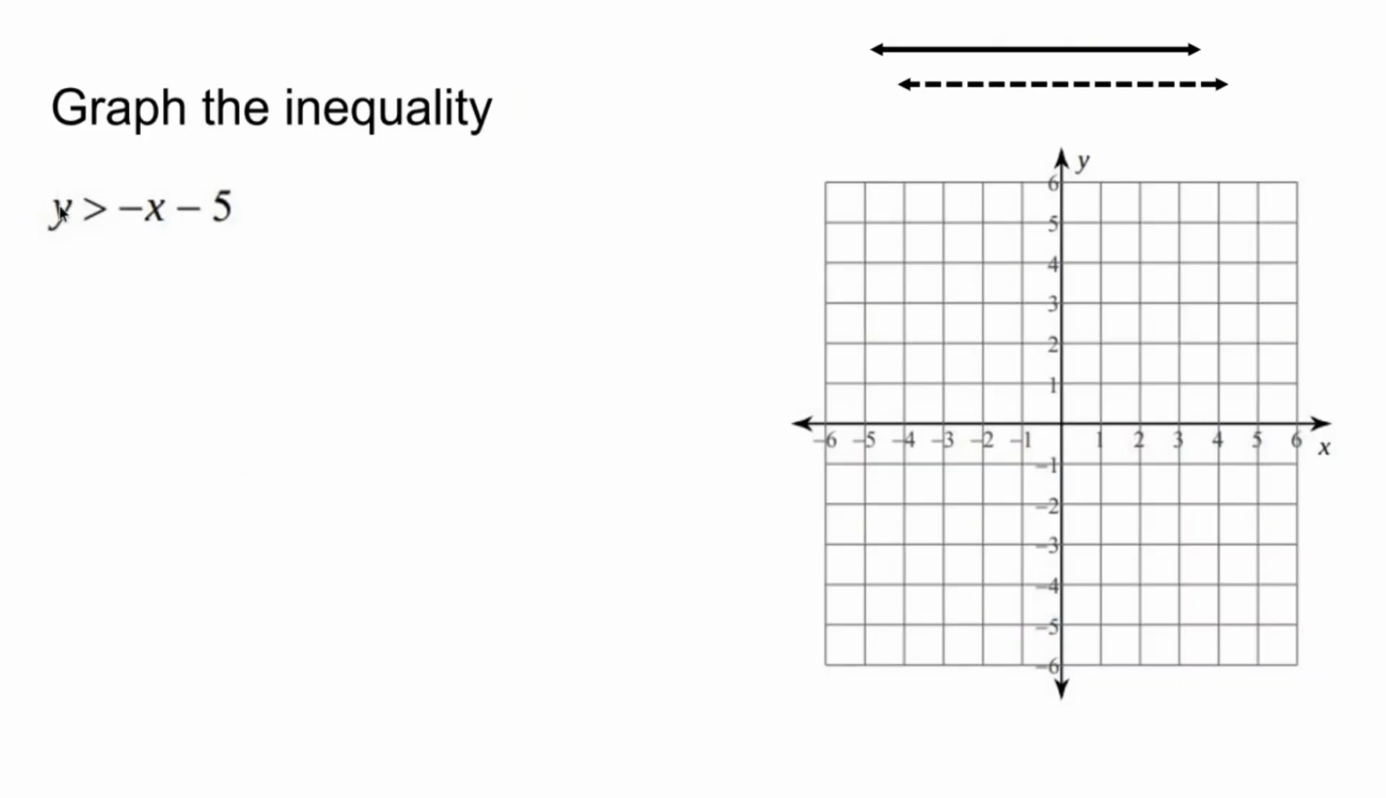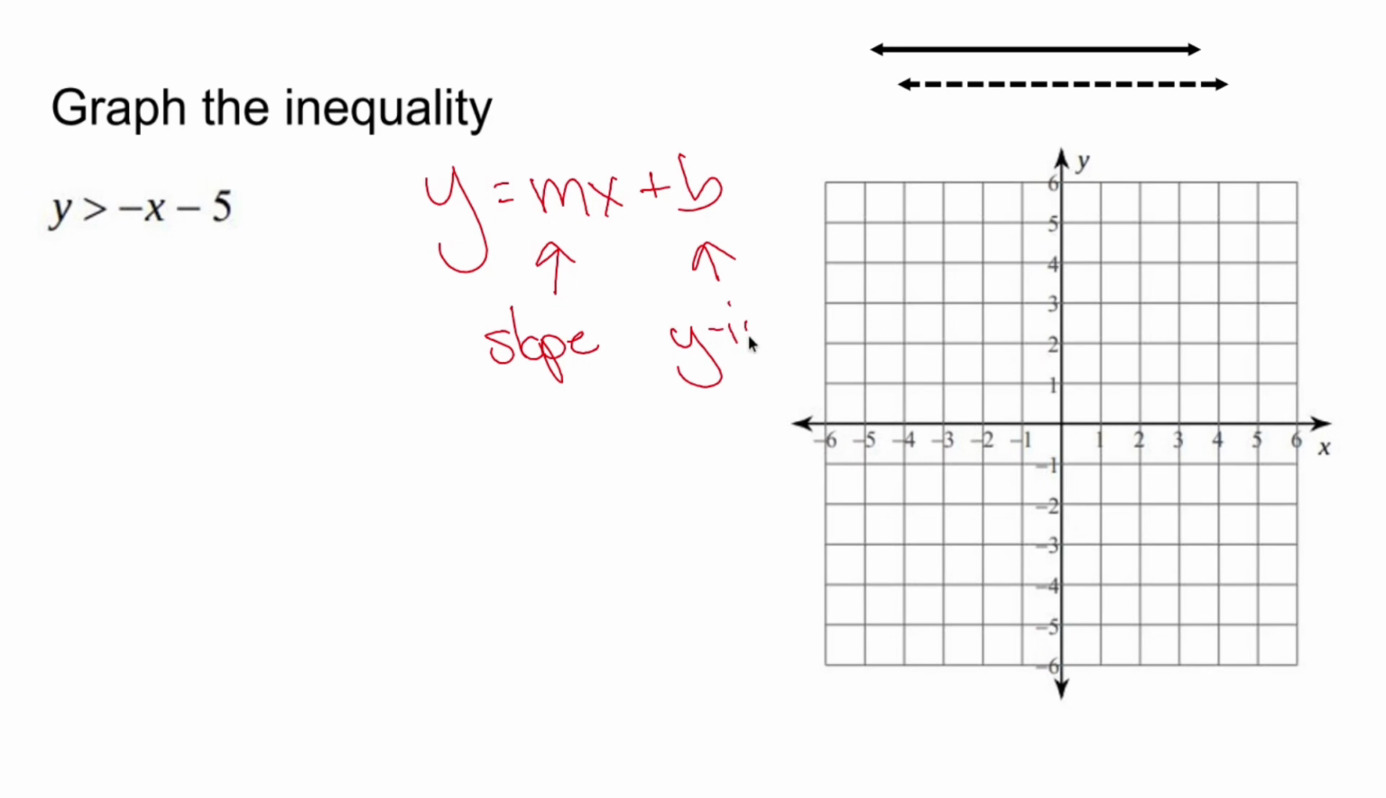Graph the inequality y is greater than negative x minus 5. When you graph an inequality, you start out like graphing a regular old y equals mx plus b problem in slope-intercept form, where when y is all by itself, the number in front of x is your slope, and the number floating around is your y-intercept.